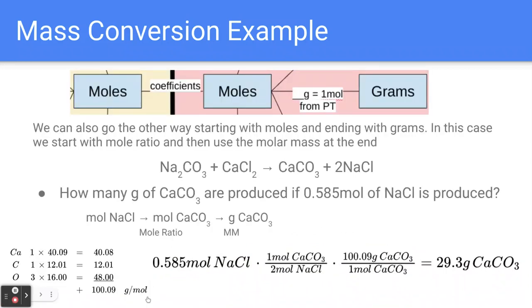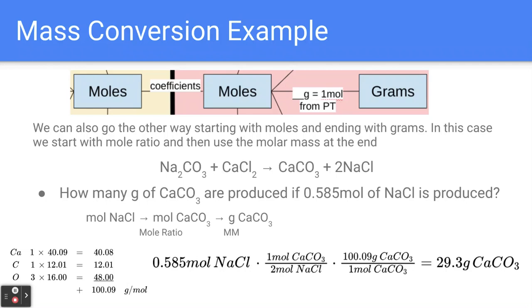In this case, we're going the opposite way, kind of. So we're starting with moles, then we're going to moles of a new substance, and then grams at the end. Nothing really changes other than the fact that you need to start with moles, do the mole bridge first, and then the molar mass second.